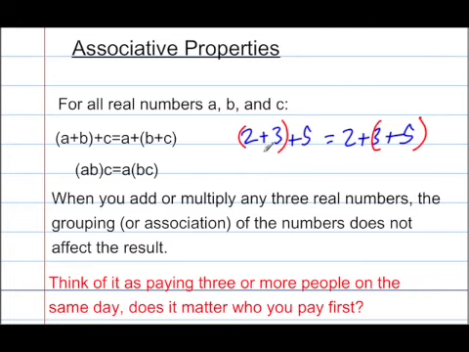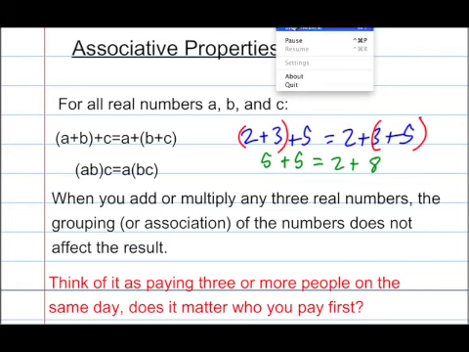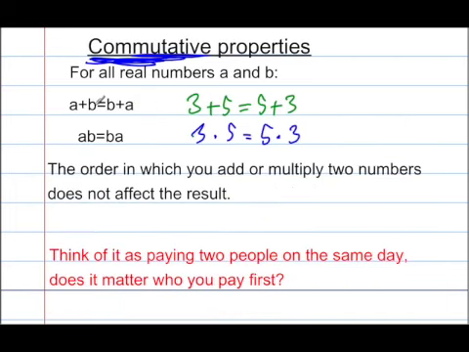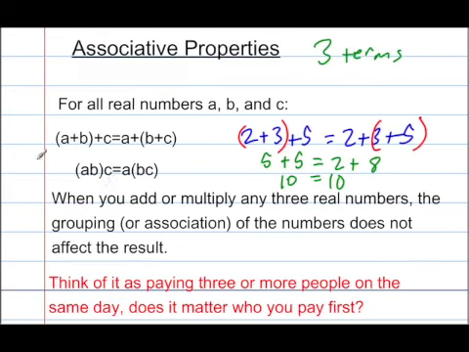So let's check. 2 plus 3 is 5. Bring down the 5, 5 plus 5 is going to be 10, which is equal to 2 plus 8, which is 10. So we get the same thing. It doesn't matter what I add first. So this is the associative property, which is dealing with 3 terms if you notice. So this one has 3 terms, A, B, C, and my commutative property has how many? 2 terms. Both are dealing with the order of things.